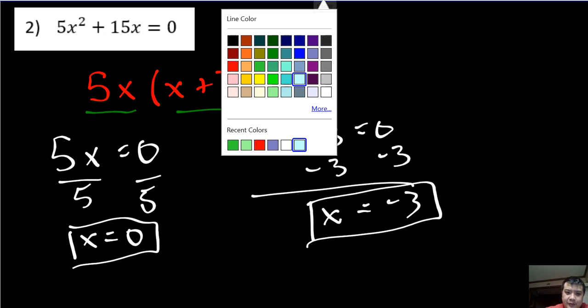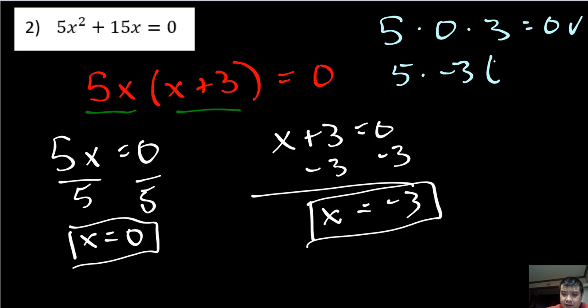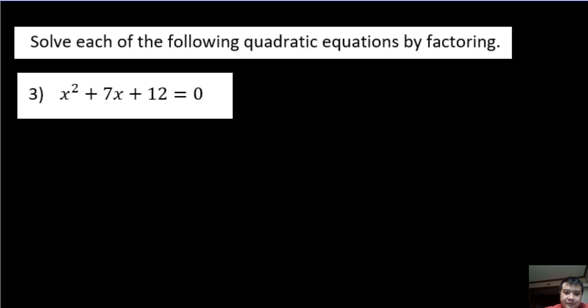So if I plug in 0 right here, that'd be 5 times 0 times 3, which is 0. So that works out. And if I plug in negative 3, that'd be 5 times negative 3 times negative 3 plus 3. And negative 3 plus 3 is 0, so that's just 5 times negative 3 times 0, which is also 0, so that works out. Go ahead and solve this one by factoring as well.